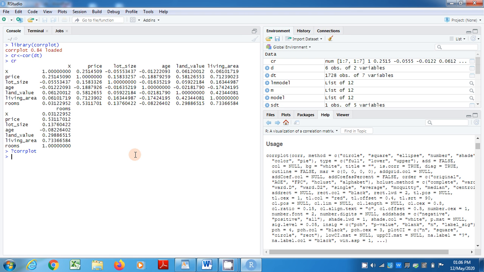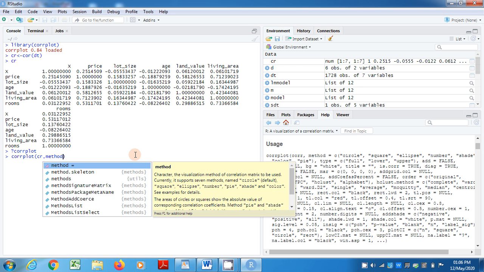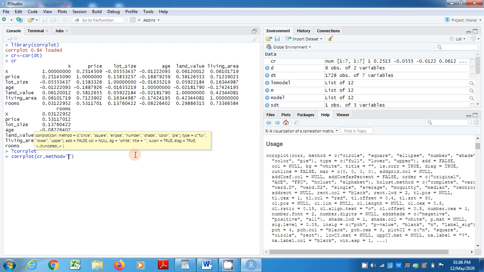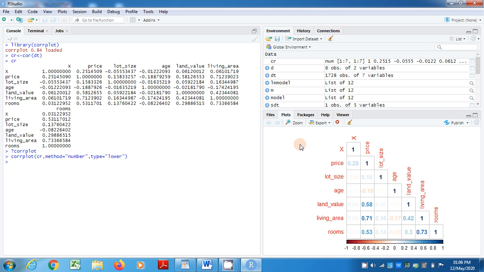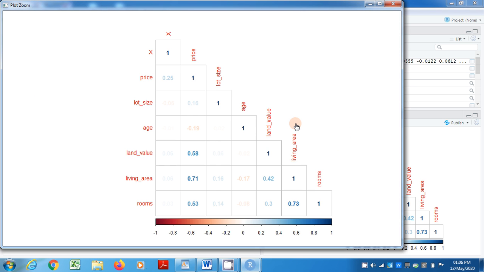So I will use corrplot. I am plotting CR. CR is the value that contains data. So I'm using method equal to number. Here you can see that method is equal to number, right? And type is equal to, I am selecting lower. Run this. You can see that this is the correlation plot.